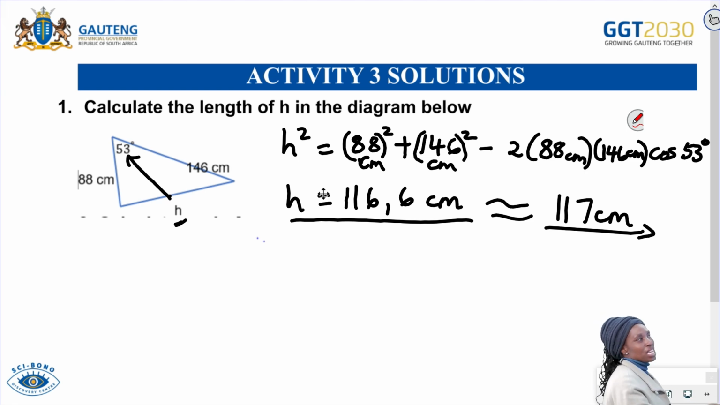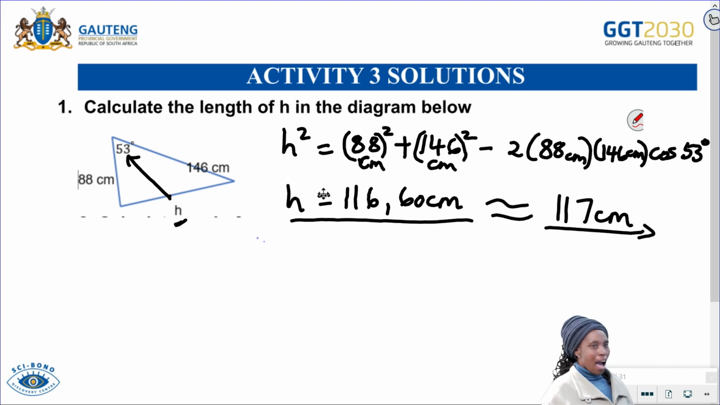If I put 2 decimal places, it's going to be 116,60 because it's followed by a 0. So my answer can be 117 or 116,60 to 2 decimal places because it's not stated. So if it's not stated, I can round off to 2 decimal places.